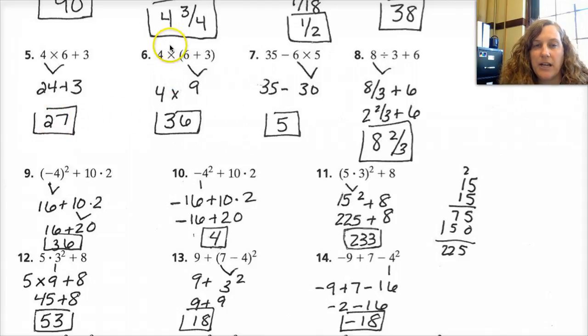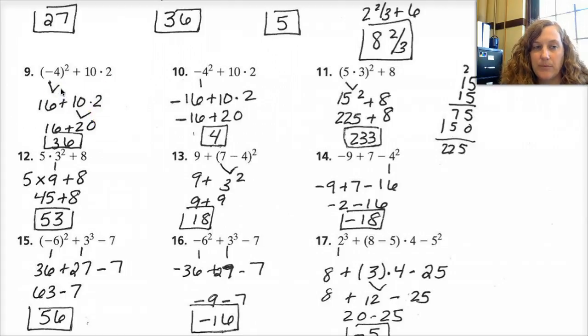For 6, we have multiplication, but we have grouping. So we do the grouping first. 6 plus 3 is 9. 9 times 4 is 36. Same here. 6 times 5 is 30. 35 minus 30 is 5. 8 divided by 3 is 8/3, which I converted to 2 2/3. 2 2/3 plus 6 is 8 2/3.